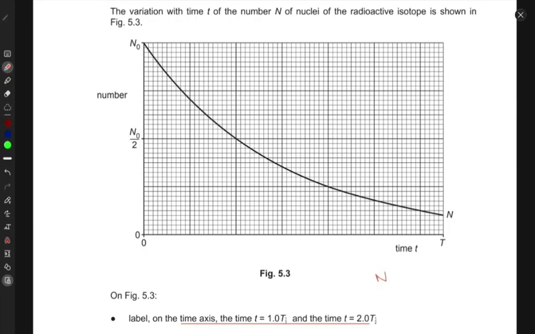Now, the half-life means that if you have a total number n, after one half-life, it will go towards half of its original value. And after two half-lives, it would go again half of what it's half, so that's n naught by 4. So one half-life is at this point, n naught by 2. So this point on the graph is 1 t half. What about 2 t half? 2 t half is half of this value, which lies over here, which means that this point is 2 t half.